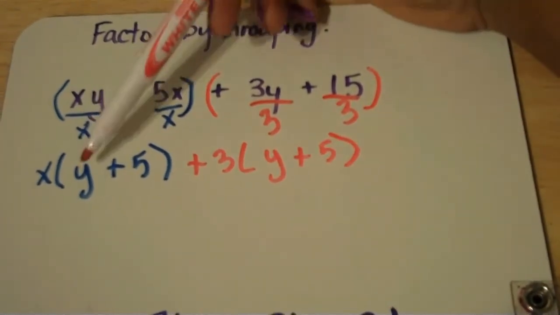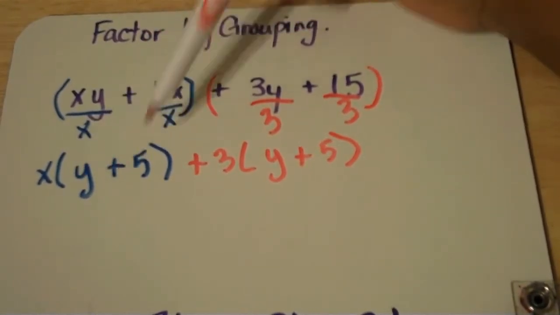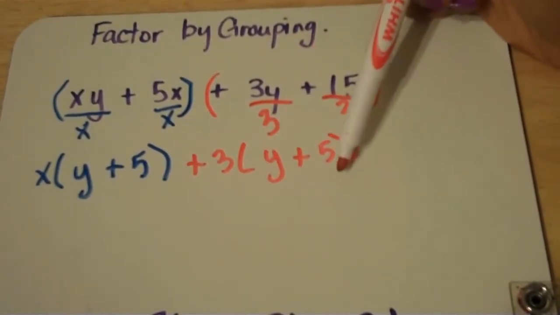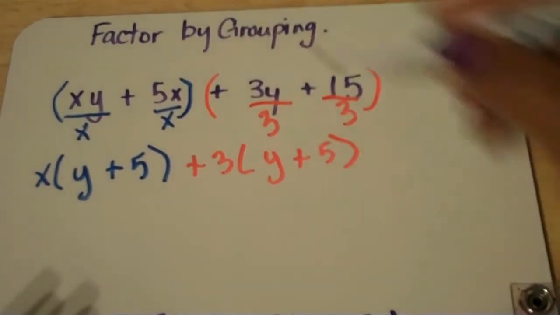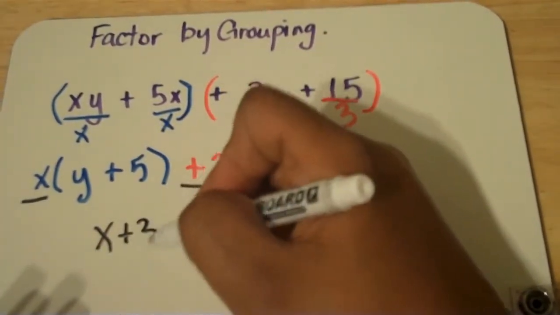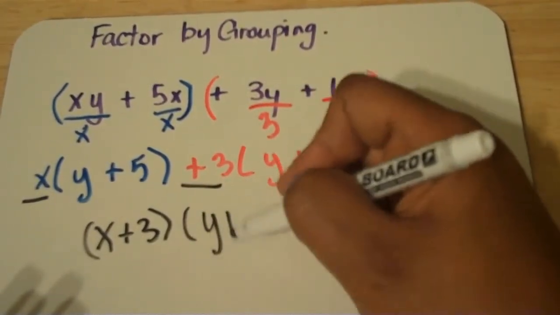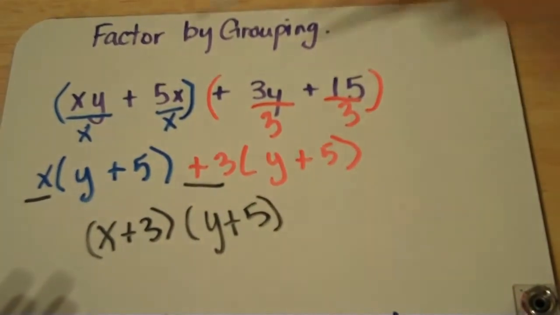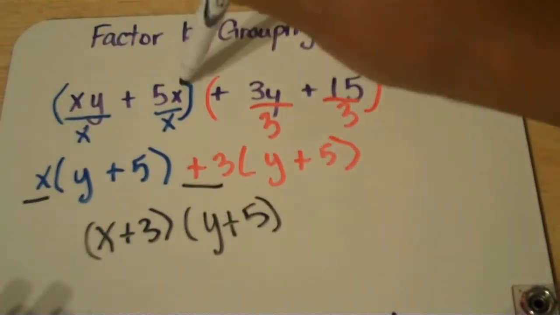And as you can see, what's in parentheses with the blue, y plus 5, is the same thing that's in parentheses with the red section. So now we can combine those and make something that we will be multiplying. So here we're going to take x plus 3 and put that into one group, and y plus 5 into the next one, because we're saying if we FOIL this back together, we would get the same thing that we started with.